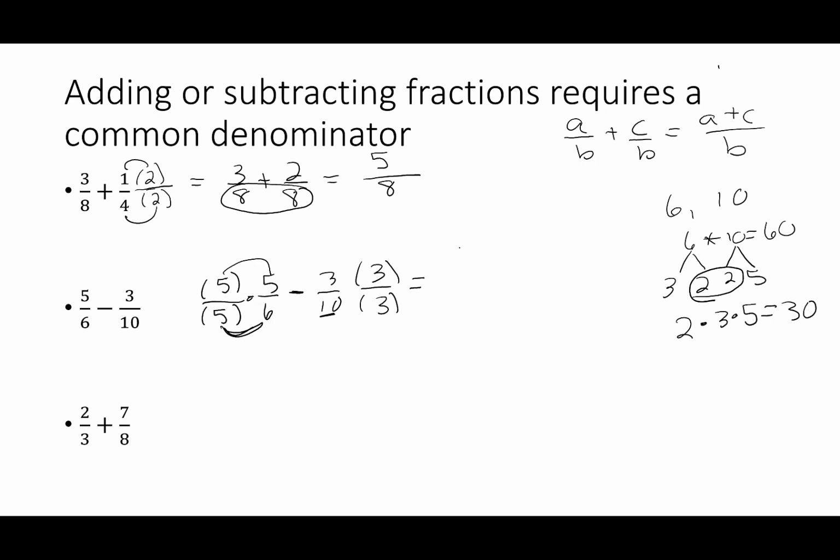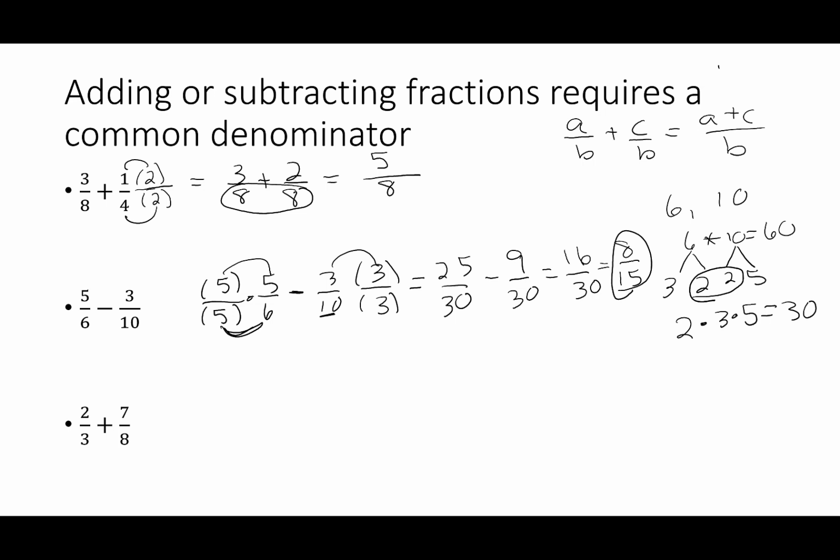So now when I multiply, 5 times 5 is 25 over 30. 3 times 3 is 9. 10 times 3 is 30. So when I subtract 25 minus 9, I get 16 over 30. Just like I did earlier, I think about, could I make that better? Well, 16 divided by 2 is 8. 30 divided by 2 is 15. So I get that same answer.